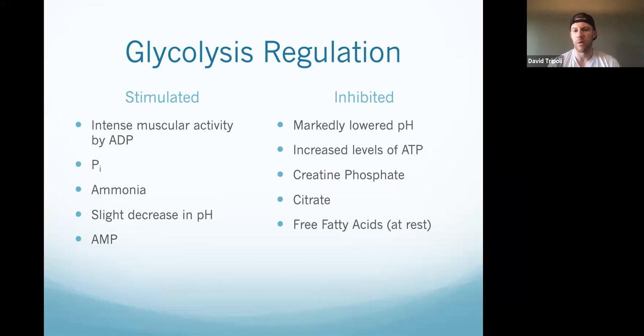What inhibits it? Very low pH. So if you get very acidic, think like ketoacidosis, that's going to shut down glycolysis, which would make sense. So you're not going to produce that energy. If you have enough ATP, glycolysis is going to shut down, or at least down regulate, which would be a good thing, right? If you're able to produce a lot of energy and you don't need to use all this energy right now, you can use it later. If you have enough creatine phosphate available, citrate is one, and then free fatty acids at rest.